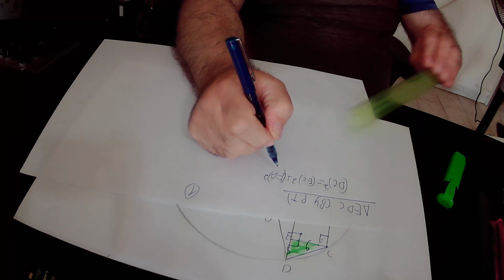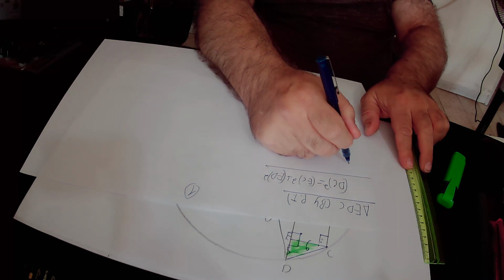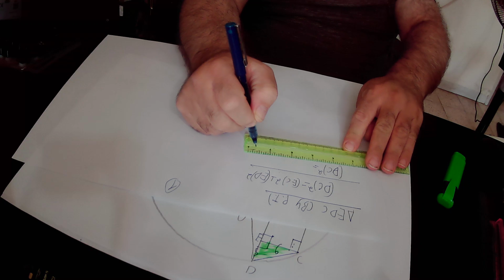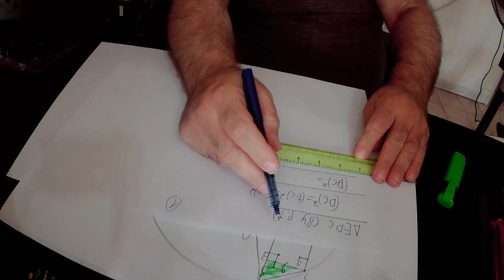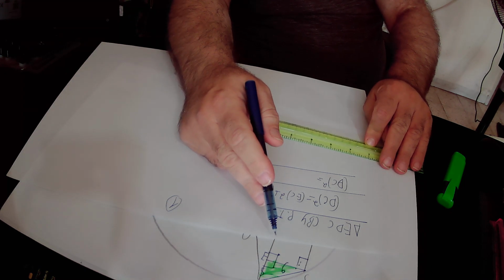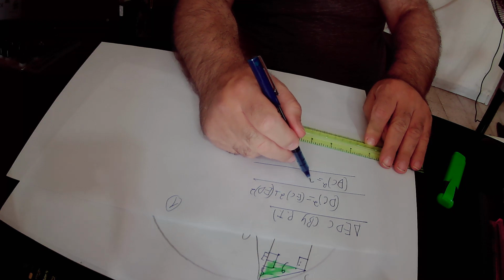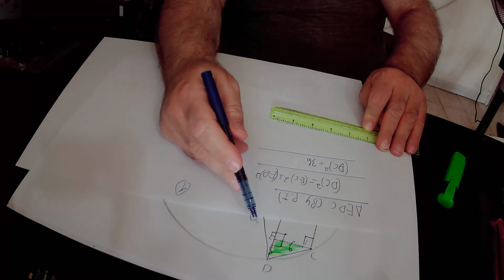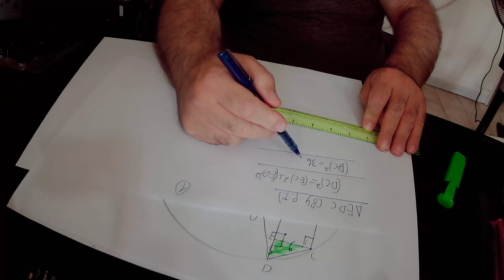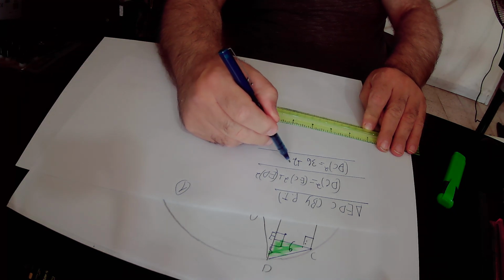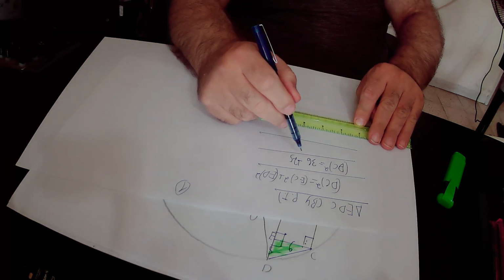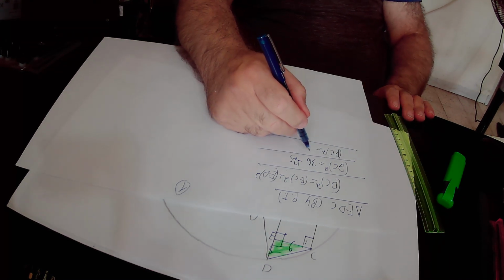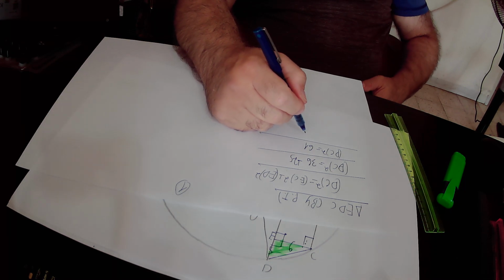So DC square, that is the square of the hypotenuse of the green triangle, must be equal to EC square. You see here that EC equals 6 units, therefore EC square is 6 square, that is 36, plus ED square. ED equals 5 units, therefore ED square is 5 square, that is actually 25. In conclusion, DC square equals 36 plus 25, which is 61. So DC square equals 61 units.